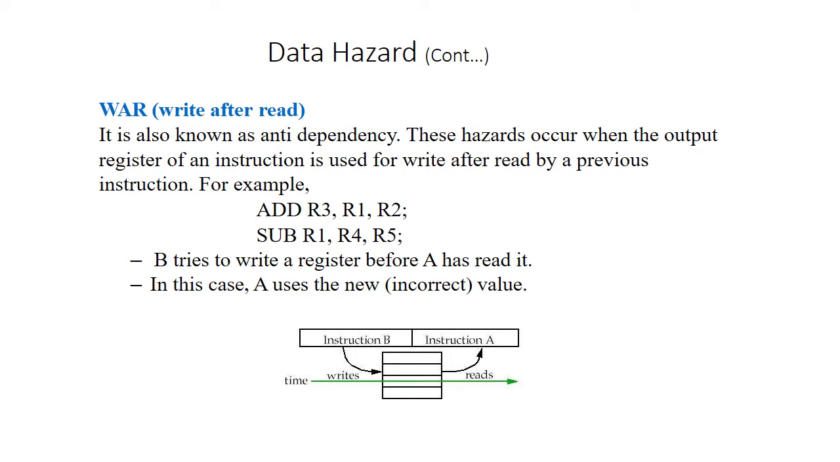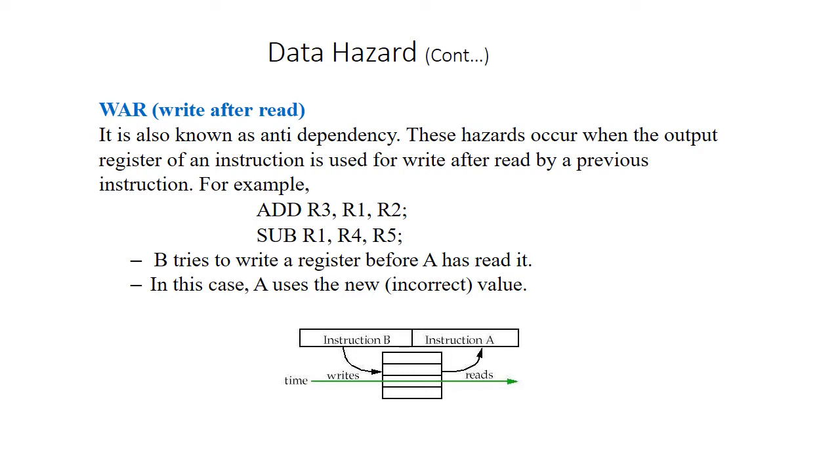And the second instruction subtracts the value of register 4 and register 5, and then it writes a new value that is stored at R1. So in the first instruction, R1 carries a different value, and after completing the first instruction, R1 gets a new value from the subtraction. So here it is write after read. The read is happening in the first instruction and then the write in the second instruction.